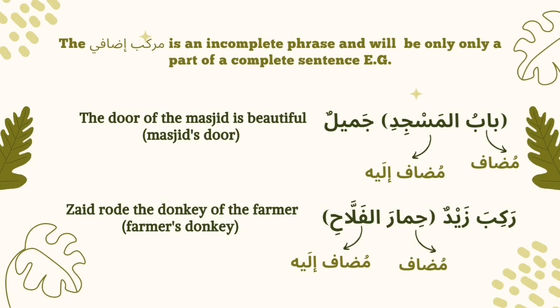The murakkab idafi is an incomplete phrase and will be only a part of a complete sentence. Example, Babul masjidi jamilun. Bab here is mudaf, al-masjidi mudafun ilayhi. The door of the masjid is beautiful, or masjid's door. Rakiba Zaydun himar al-fallahi. Zayd rode the donkey of the farmer, or farmer's donkey.